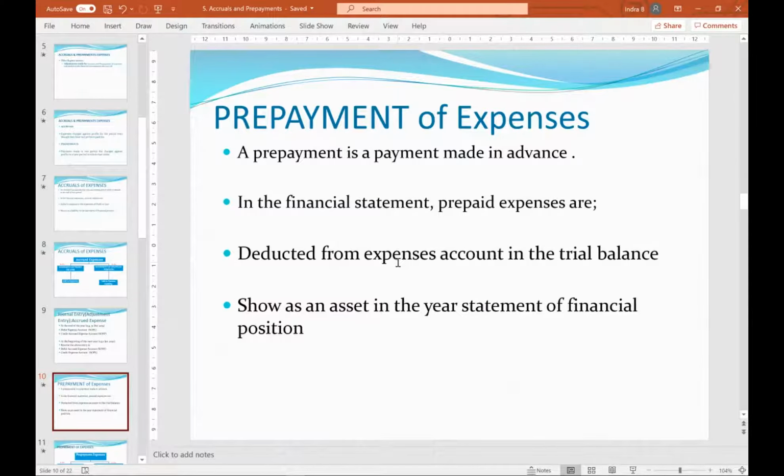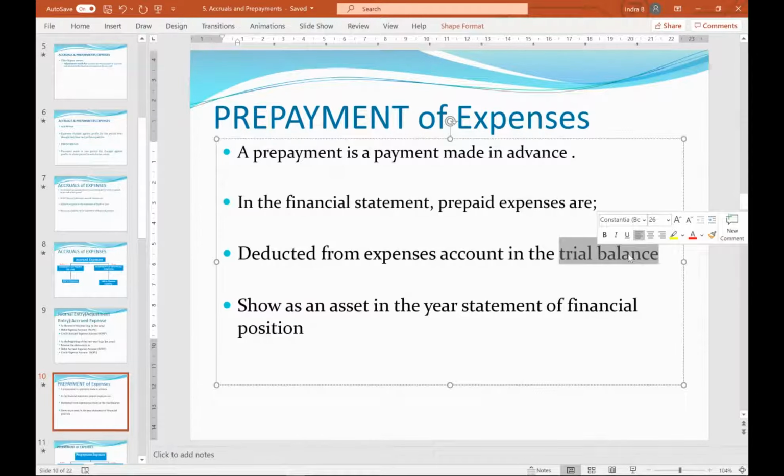In the case of accrued expense, because it was due, we were adding to the expense. But here we have paid extra, so we deduct the amount. If we have paid the rent for January in December, then we will deduct that amount. Suppose £1,000 we paid in advance for January. It was not related to the year ending 31st December 2019. So we will just deduct it from the expense account in the statement of profit or loss.